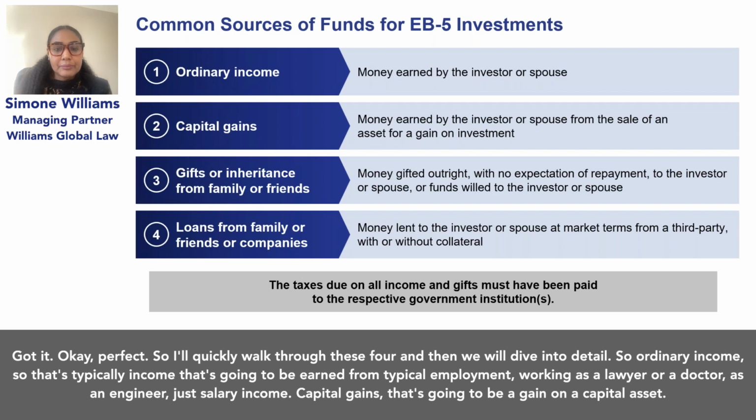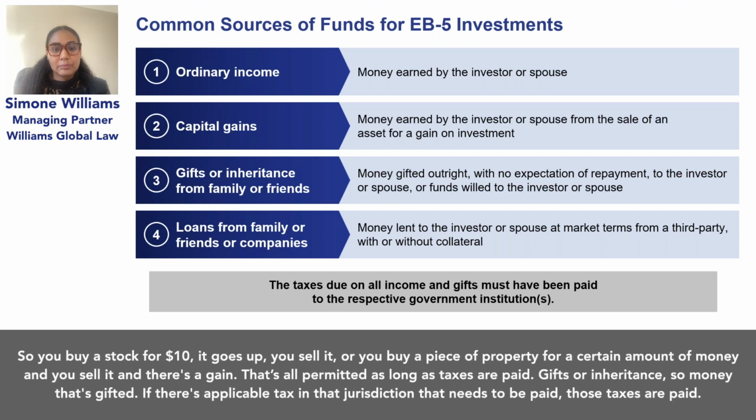Got it. Okay, perfect. So I'll quickly walk through these 4, and then we'll dive into detail. So ordinary income. That's typically income that's going to be earned from typical employment, working as a lawyer or a doctor, as an engineer, just salary income. Capital gains, that's going to be a gain on a capital asset. So you buy a stock for $10, it goes up, you sell it, or you buy a piece of property for a certain amount of money and you sell it and there's a gain. That's all permitted as long as taxes are paid.